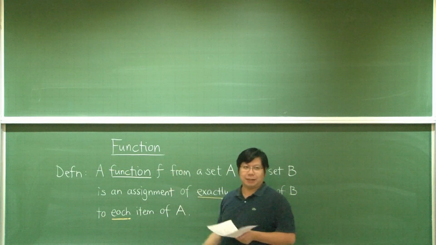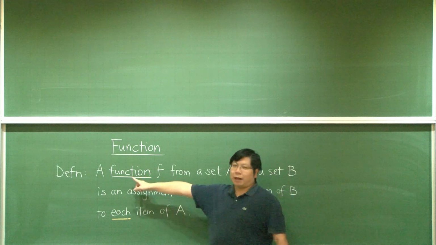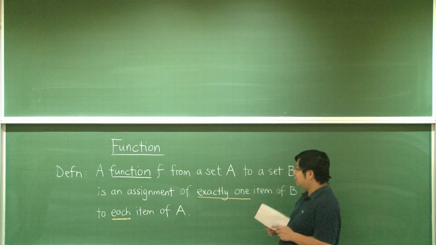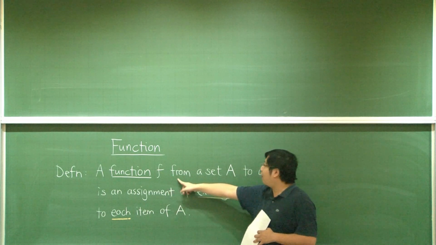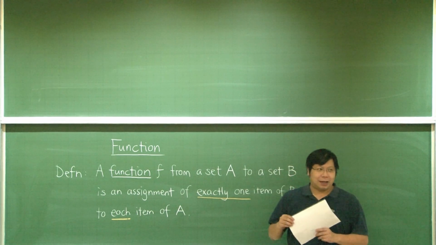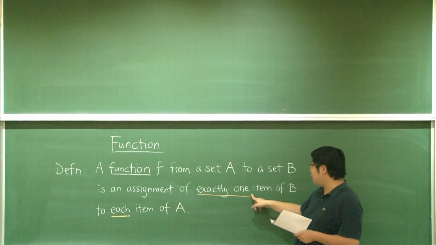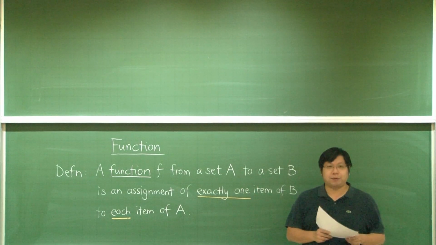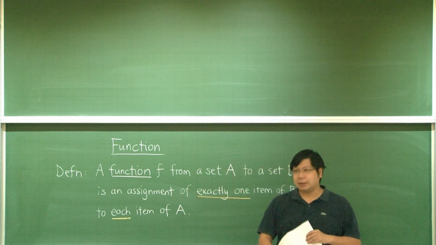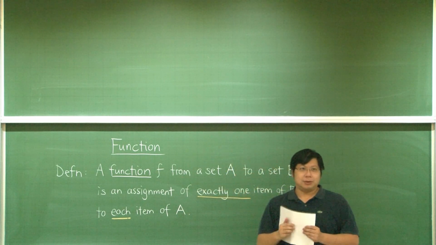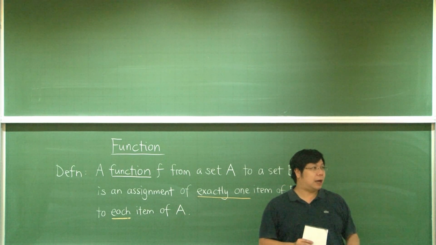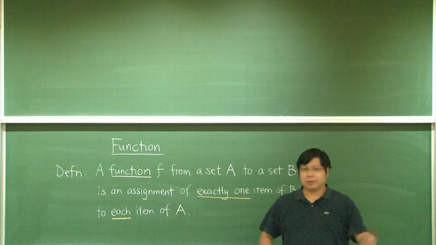Let's say f is a function. Whenever we talk about a function, we need to associate two sets. So we call a function f from a set A to another set B. It is an assignment of exactly one item of B to each item of A. So what does it mean? We have a set A. Let's say set A contains items 1, 2, 3. And set B contains items the sun, the moon, the star, the Jupiter, the Mars, the Earth, whatever.